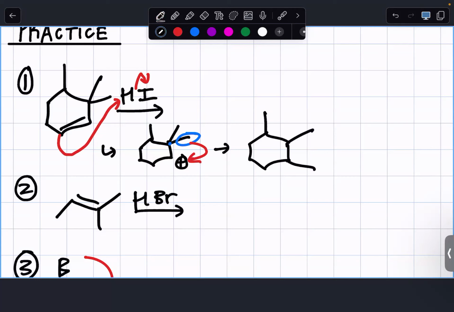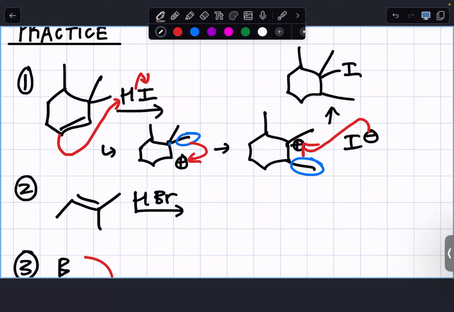When that happens, this carbon right here used to have 4 bonds, 1, 2, 3, 4, but now it lost the bond. It only has 3 bonds now with a positive charge. And then this whole methyl group just migrated and shifted to this carbon right there. And then from here, we bring in the I- nucleophile that left to attack that carbocation to give us our final answer here.